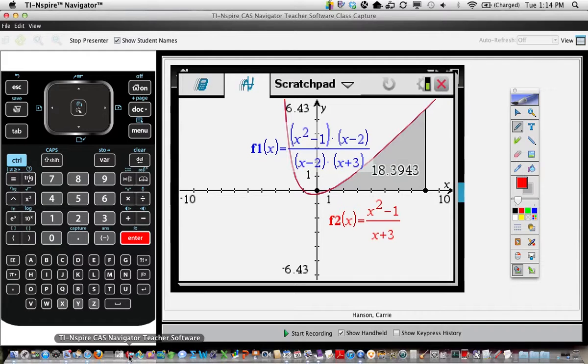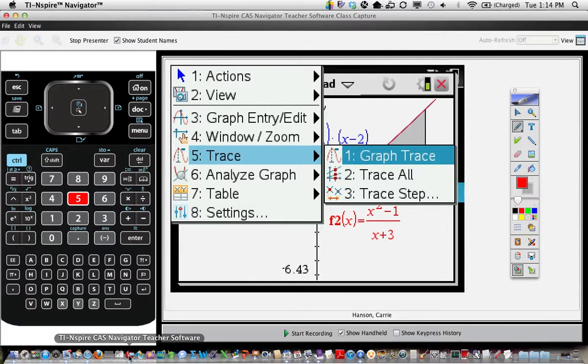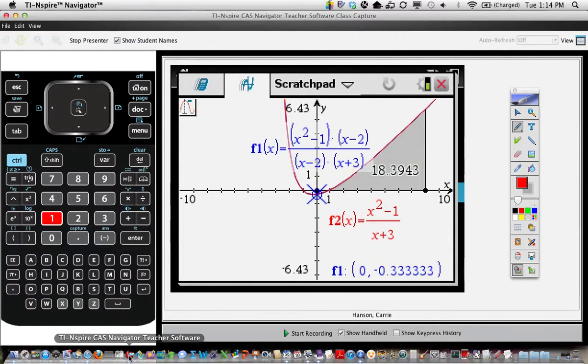Okay, now go ahead and go to trace. And let's just see what's going on at 2. So go to trace, choose graph trace, type in a 2. Now notice, hit your left arrow one time. Okay, here we are with this blue trace point, and we're almost at 2. Now go ahead and hit the right arrow one time. Look what it does. What's happening right there? There's a hole. There's a hole in that graph.